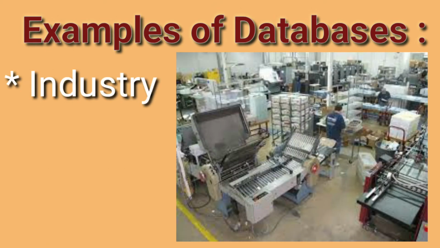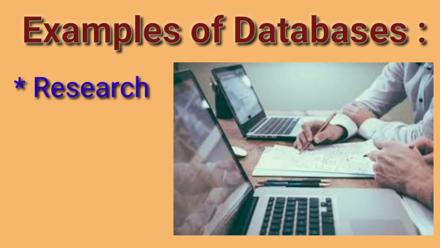The second example is of industry, where information pertaining to the employees, their personal and professional information, information about the raw material, the finished goods, financial flow, etc. is maintained in various tables. The third example is research. Extensive data as a part of any scientific research activity is stored in the tables. It is maintained highly securely there.